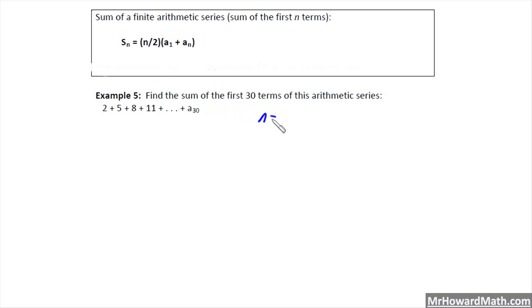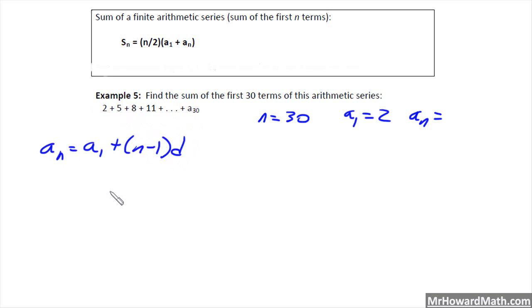So we're going to use n equals 30 here. A sub 1 is given as 2, and our a sub n value, the last term, is going to be the 30th term. We don't know what that is yet, so we have to find what is the value of the 30th term. So we're going to use this formula, a sub n equals a sub 1 plus n minus 1 times our common difference.